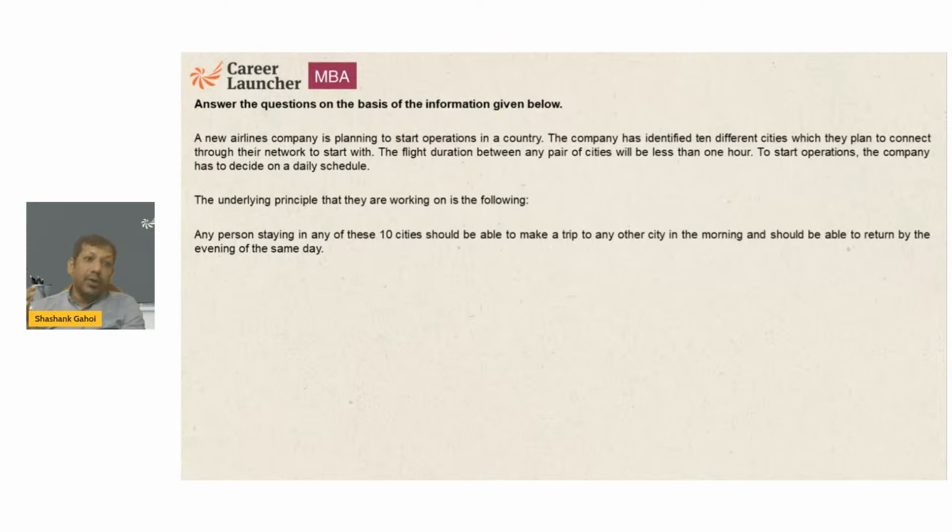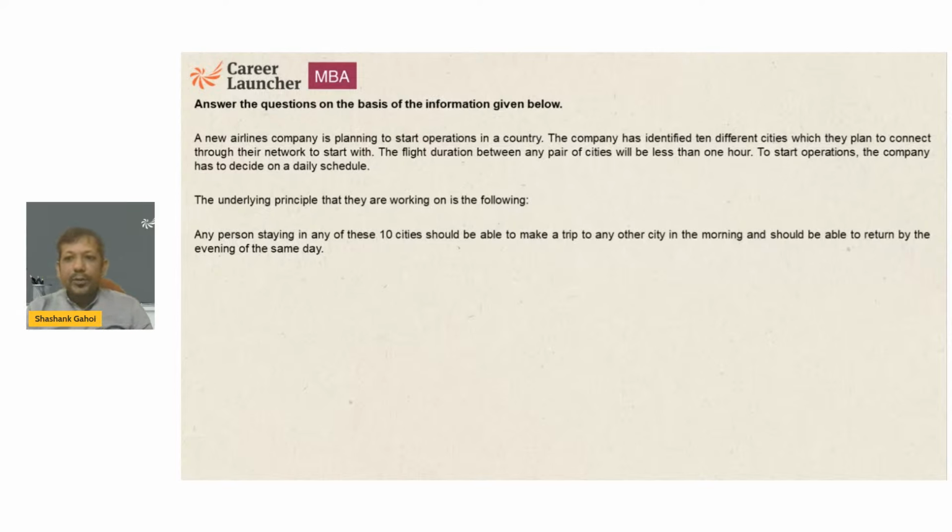It says a new airline company is planning to start operations in a country. The company has identified 10 different cities which they plan to connect through their network to start with. The flight duration between any pair will be less than an hour. To start operations, the company has to decide a daily schedule. Underlying principle is any person staying in any of the cities should be able to make a round trip in the same day. Okay, so that is a good point.